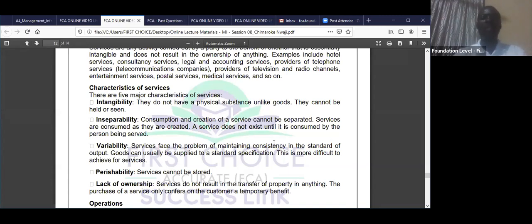Variability. Services face the problem of maintaining consistency in the standard of output. Goods are usually supplied to a standard.